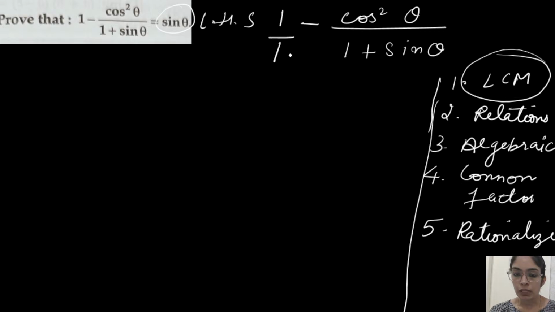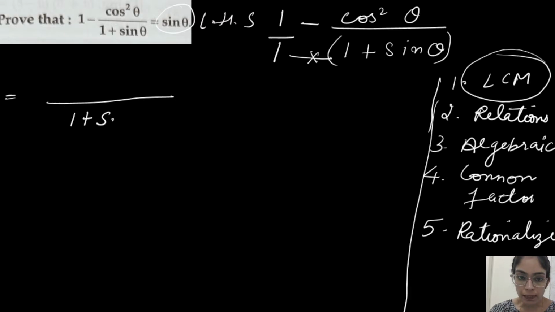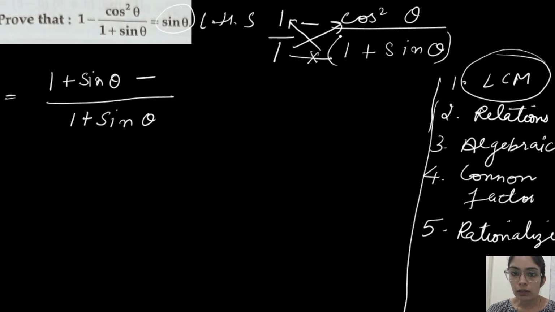How to take LCM? See, you multiply denominator with denominator. What will we get if we multiply the denominator with the denominator? 1 into 1 plus sin theta will be equal to 1 plus sin theta. And here you do cross multiplication. This you multiply with this, and that we can write as the first term of the numerator. With 1, if I multiply, only 1 plus sin theta will come. Now minus. Again here we will do cross multiplication. With 1 if I multiply cos square, it will be cos square theta.